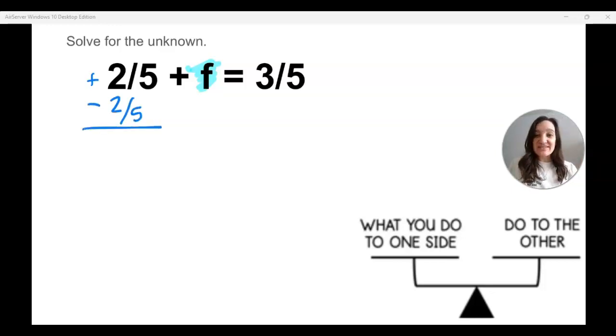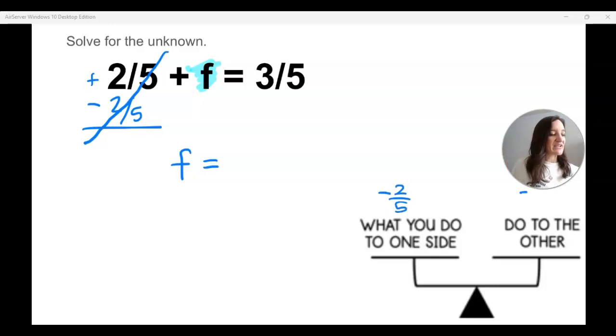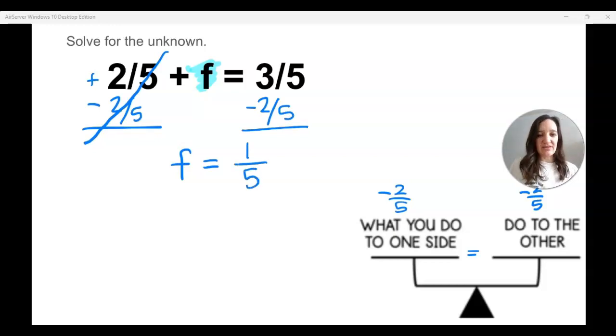And why are we going to subtract? Why are we going to use the inverse? Because that means that it cancels out. There's now nothing on the side of the variable except for the variable. We have successfully isolated the variable. But if we're going to take 2/5 away from that side, we need to do the exact same on the other side to keep these equations balanced. So let's minus 2/5 here. 3/5 minus 2/5 is 1/5.